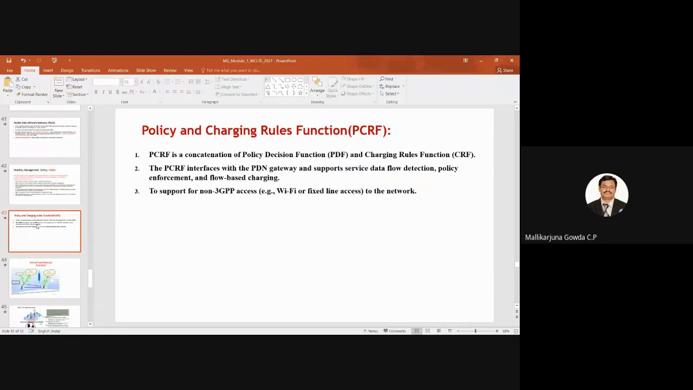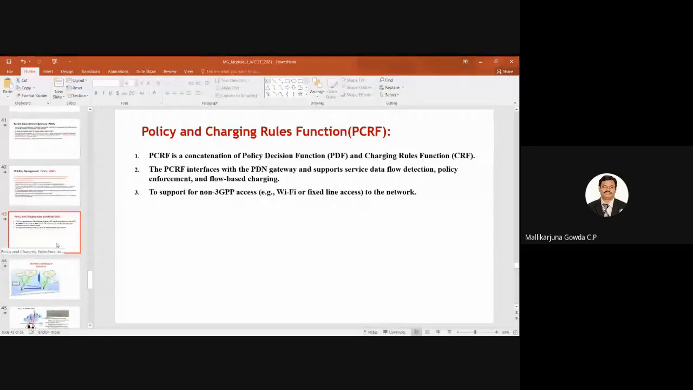The last one is the PCRF, the policy and charging rules function. It is a concatenation of two things: one is the policy decision function, and the other is the charging rules function, the CRF. The PCRF interfaces with the PDN gateway and supports service data flow detection, policy enforcement, and flow-based charging. It also helps to support non-3GPP access to the network. I told you in brief; let me discuss these again in detail with an analogy.